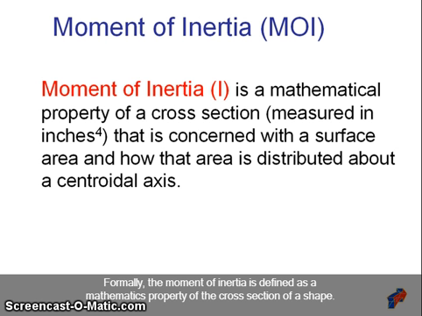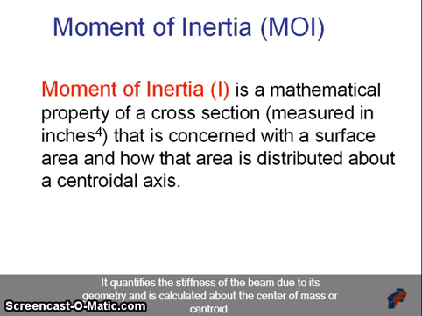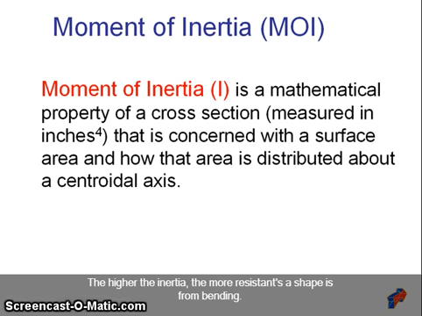Formally, the moment of inertia is defined as a mathematical property of the cross-section of a shape. It quantifies the stiffness of the beam due to its geometry, and is calculated about the center of mass, or the centroid. The higher the inertia, the more resistance a shape has to bending.